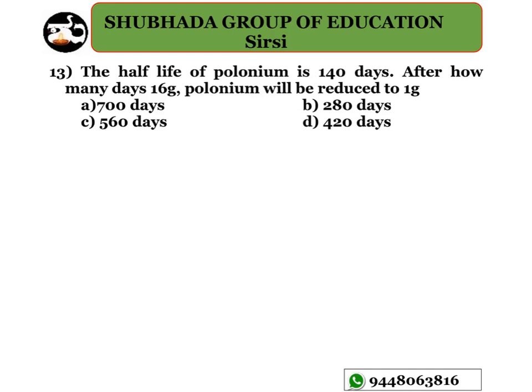Look at the next problem here. The half-life of polonium is 140 days. After how many days will 16 gram polonium be reduced to 1 gram? So here, let me use the same relationship: N by N naught must be equal to 1 by 2 to the power of t by t half. As you know, the fraction that is remaining is how much?